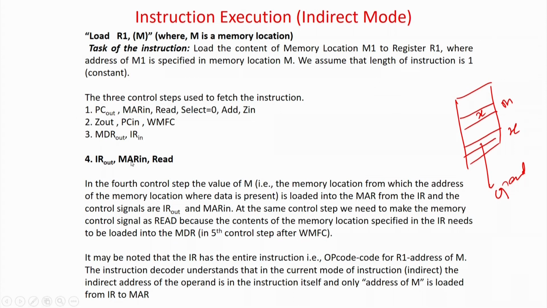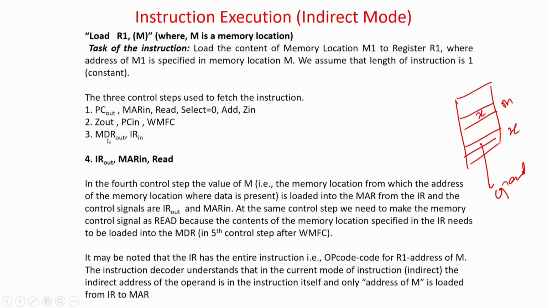Next, what do I have to do? This is the instruction: load R1 from an indirect memory location, that is the content of M. You have to again go to that memory location and there you will get the operand, which has to be loaded to R1. That is, we load the content of memory location M1 to register R1, where M1 is specified in the memory location M, that is indirect, and we assume that the length is 1. So, the next stage is IR out, memory address register in and read.